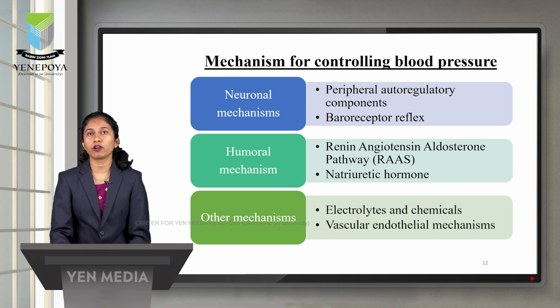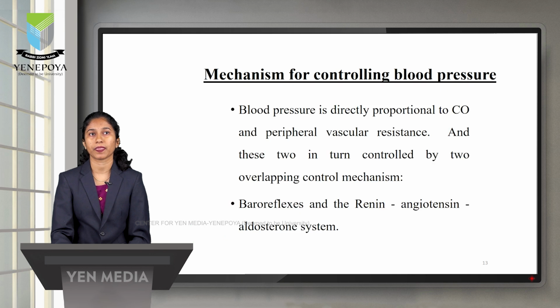Next is the mechanism for controlling the blood pressure. Our body controls blood pressure using three mechanisms, that is neuronal mechanism, humoral mechanism and other mechanisms. Neuronal mechanism include peripheral autoregulatory components and baroreceptor reflex. Humoral mechanism include Renin-Angiotensin-Aldosterone pathway or RAAS system and natriuretic hormone. Other mechanisms include electrolytes and the chemicals, vascular endothelial mechanisms.